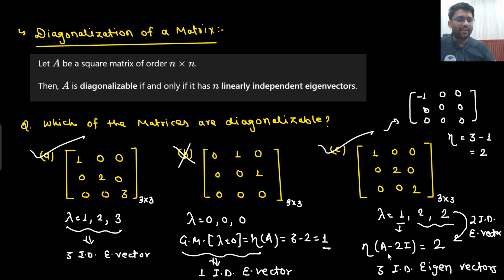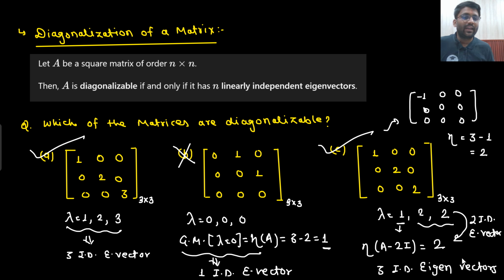I am saying some statements, let me know whether they are true or false. If eigenvalues are repeated, then the matrix will not be diagonalizable. Is that correct? No. Even if the eigenvalues are repeated, it doesn't matter. If it is giving you two independent eigenvectors, that means yes, it is diagonalizable.